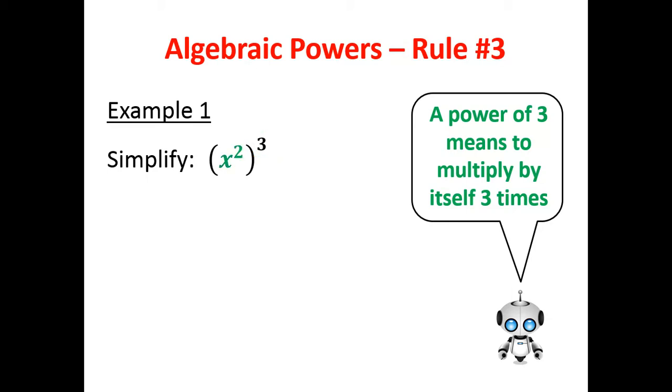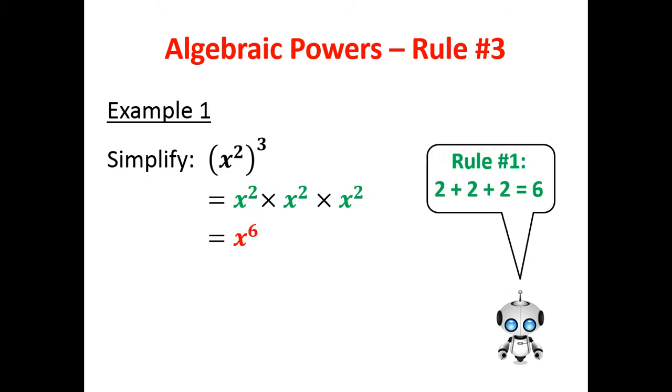So inside the brackets we have x squared. So we're going to take x squared and multiply it by x squared and multiply it by x squared, 3 times. That's what a power of 3 means. Well, this is x to the power of 6. X squared times x squared times x squared makes x to the power of 6.